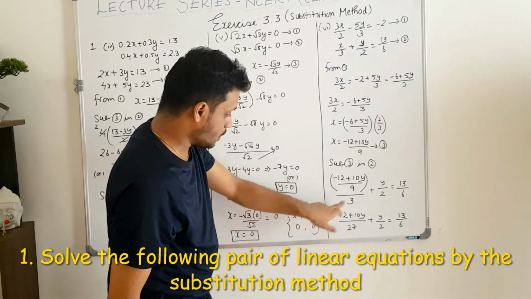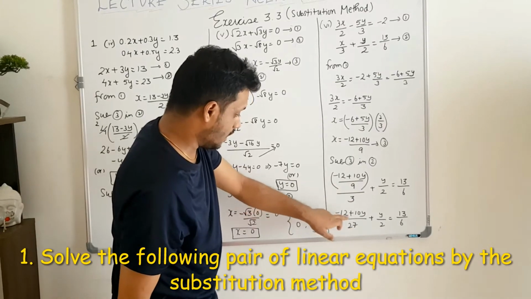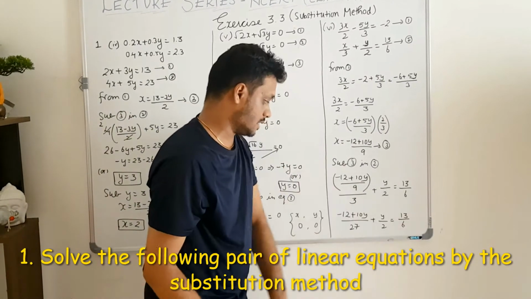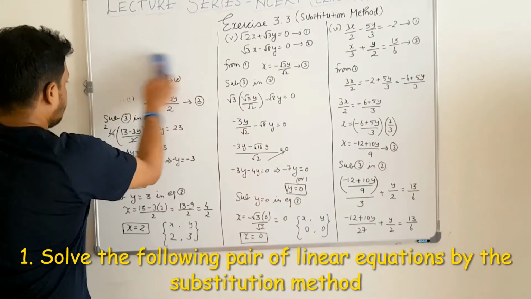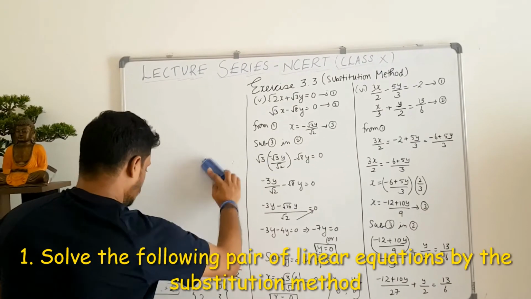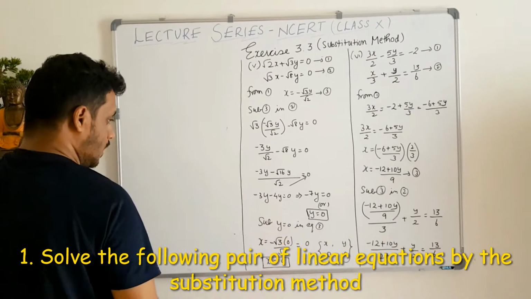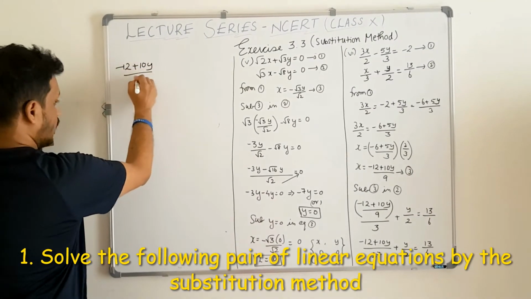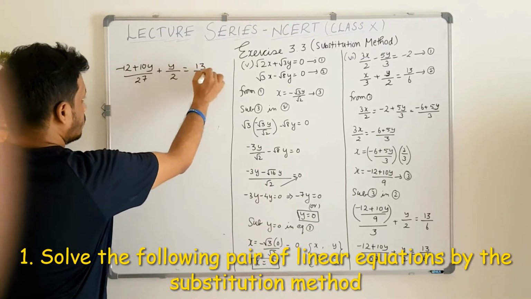Then when I try to simplify this, 9 and 3 both are in the denominator, so they get multiplied. So I get minus 12 plus 10y by 27 plus y by 2 is equal to 13 by 6. I will continue this here. So the last step that we have obtained is minus 12 plus 10y by 27 plus y by 2 is equal to 13 by 6.